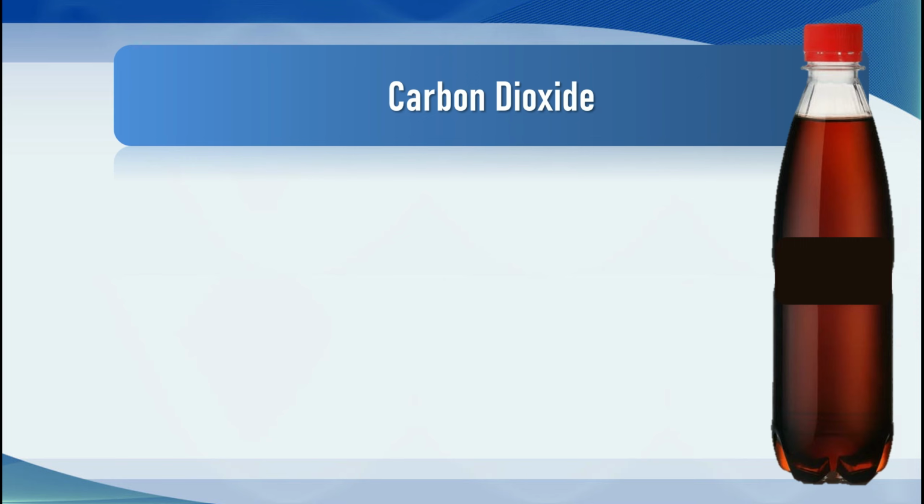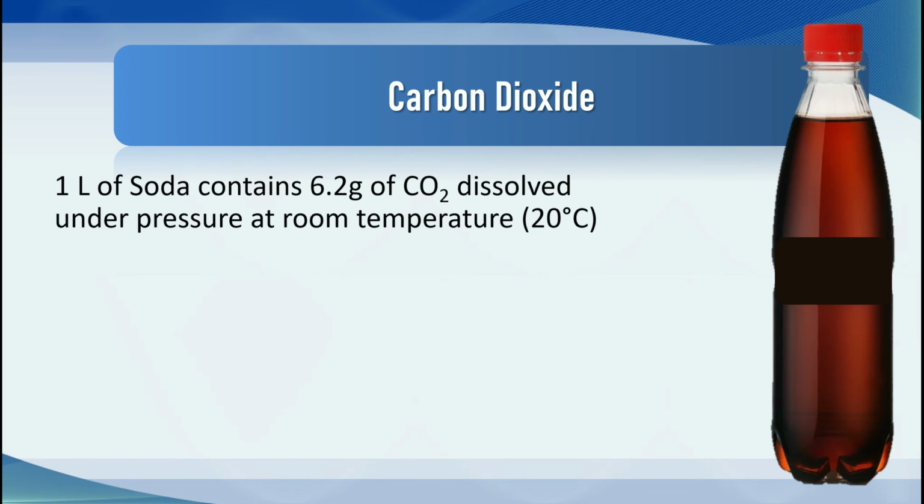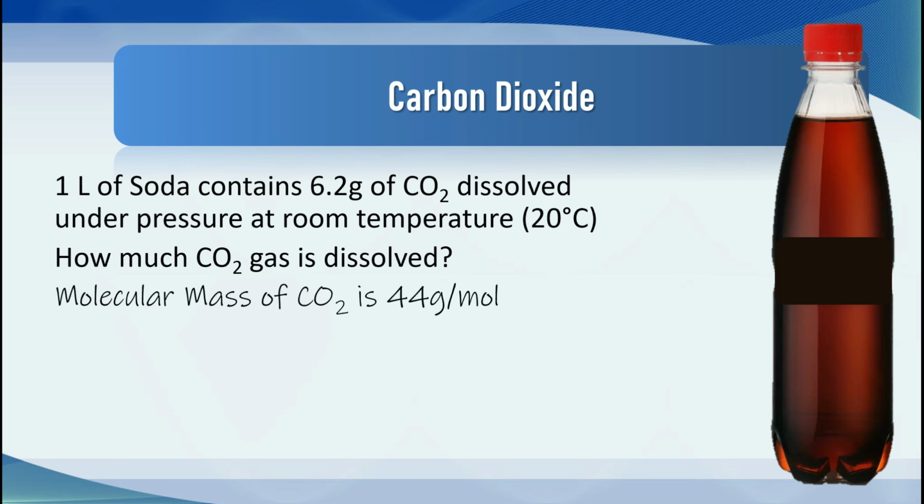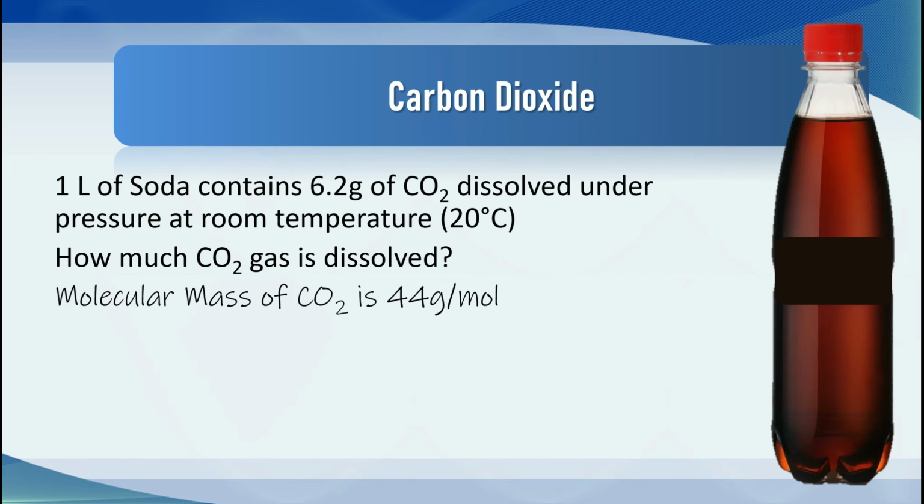Going back to our litre of cola. 1 litre of soda, such as cola, contains 6.2 grams of carbon dioxide dissolved under pressure at room temperature, 20 degrees Celsius. How much carbon dioxide gas is dissolved? Let's work the problem. The molecular mass of carbon dioxide is 44 grams per mole. If you divide 6.2 by 44, then the result is 0.14 moles of carbon dioxide in that 6.2 grams that we have in the bottle.